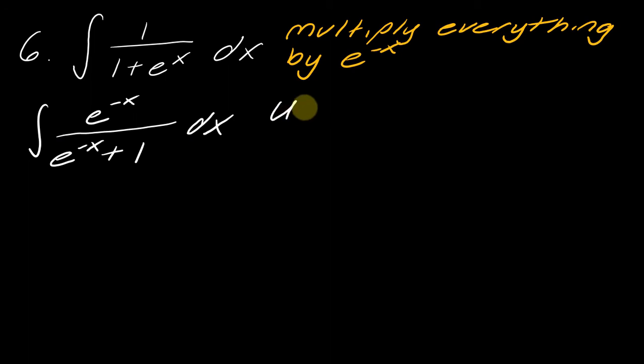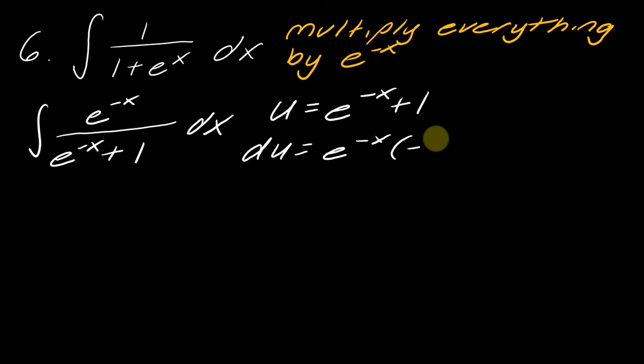So now if I set my u equal to e to the negative x plus 1, what would my du be? Then my du, remember you've got to use the chain rule here, this will be e to the negative x times negative 1 dx. And this is all good, right?